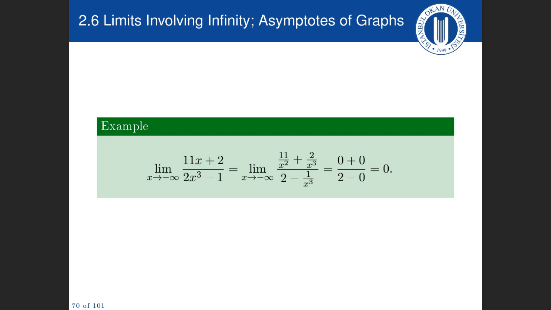The limit of 1 over x is 0. That means the limit of 1 over x squared is also 0, and the limit of 1 over x cubed is also 0. Then I have a number 2, and then another 1 over x cubed, which has limit 0. So 0 plus 0 divided by 2 minus 0. No problems having 0 divided by 2, that's just 0.